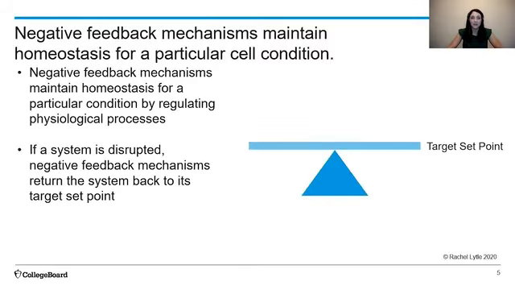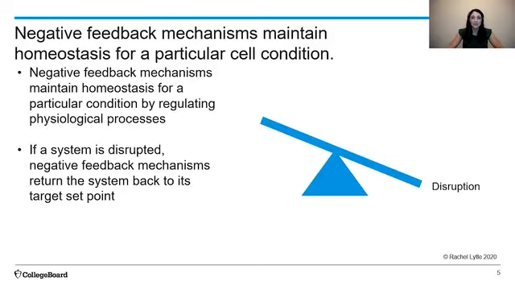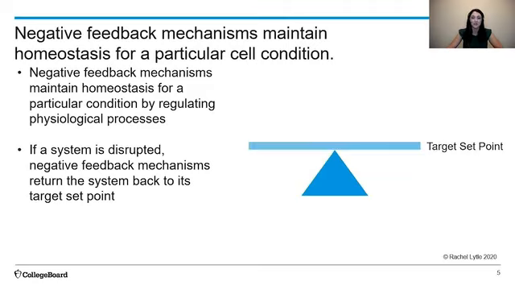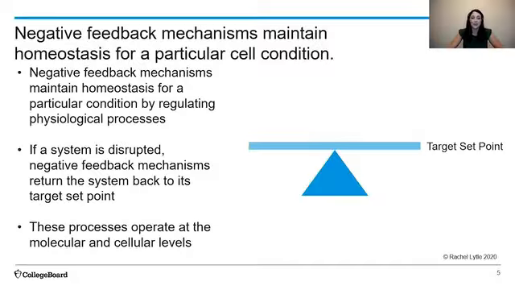So if we look back at our model, if we were using a negative feedback mechanism, there would have been some sort of disruption to the system, and the negative feedback mechanism would be able to reset the process back to its target set point. These processes can operate at the molecular and the cellular levels.